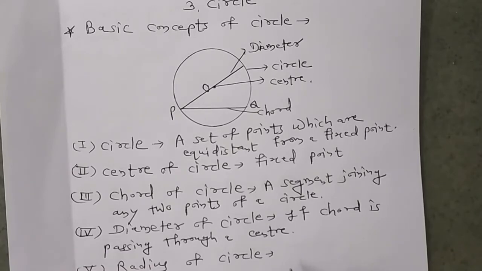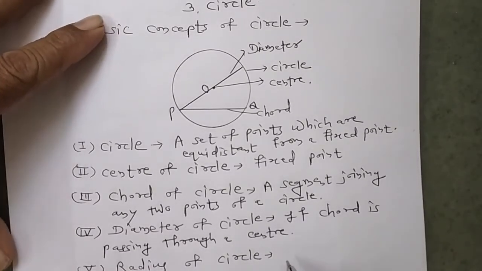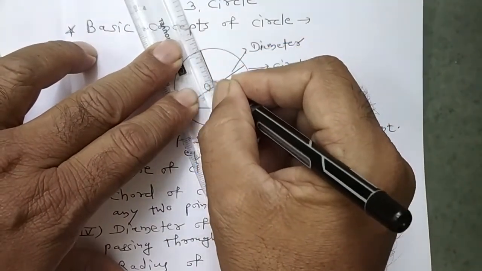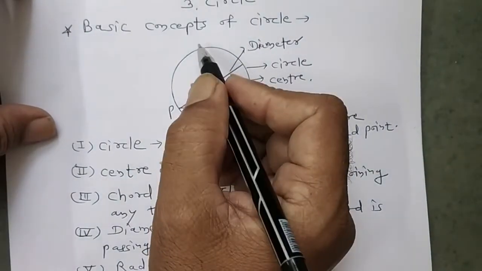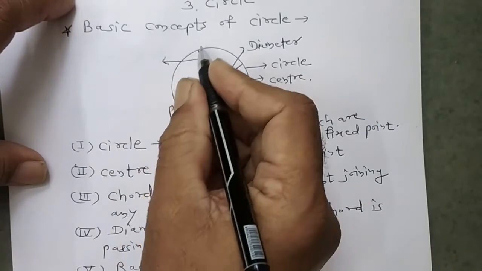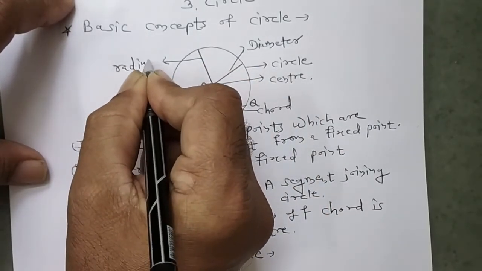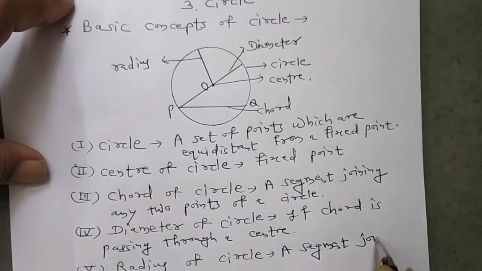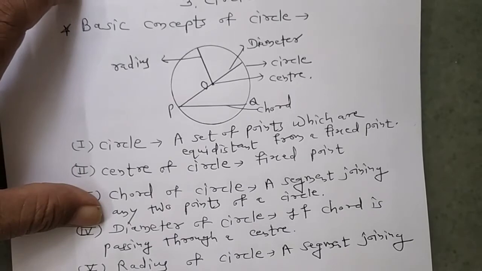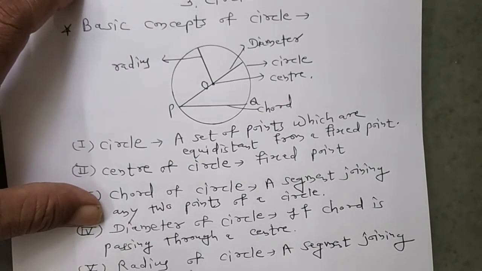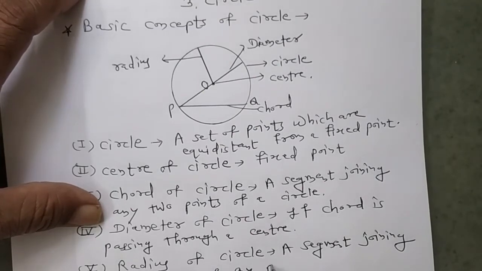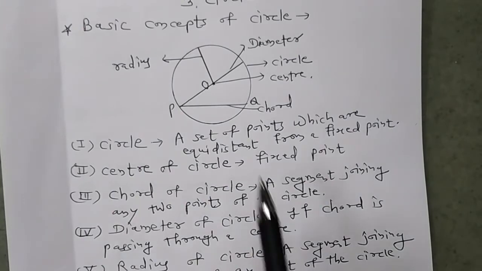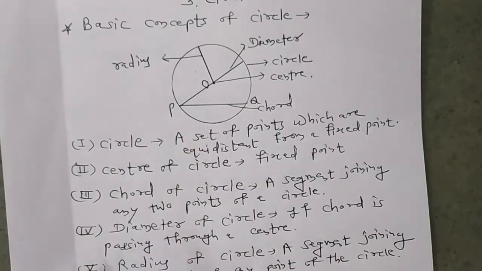Next, radius of a circle. Radius of a circle is a segment joining the center of the circle and any point on the circle. This is the radius: the center of the circle and any point of the circle.